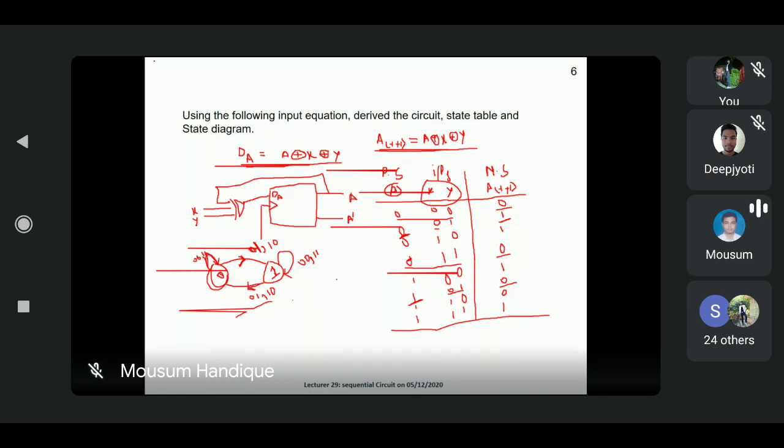Okay, so what happens if right now the present state is 1, and if we are applying the 0, 1, at that time what is the next state? Next state is 0. So everything is clear from the state table, and based on the state table we can derive this particular state diagram.